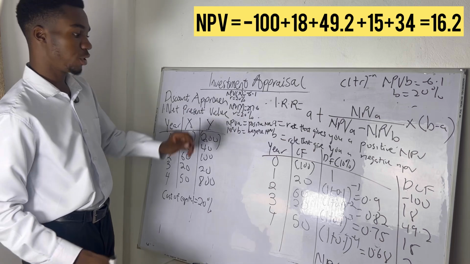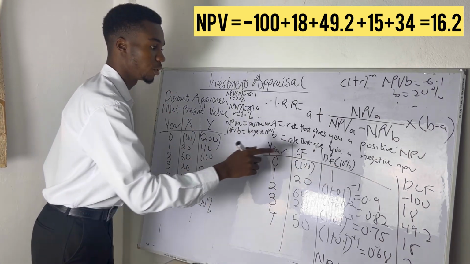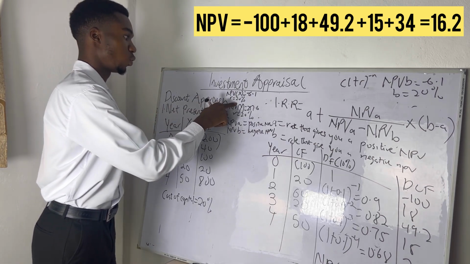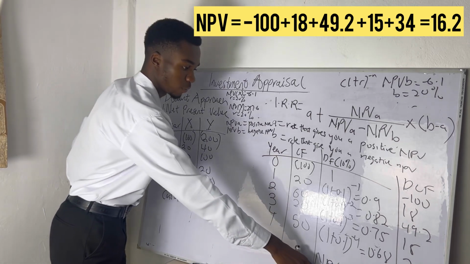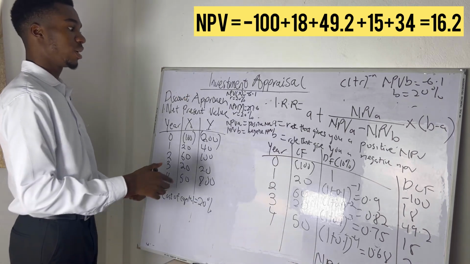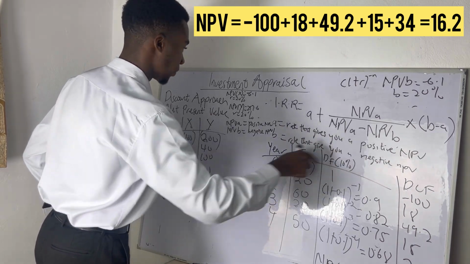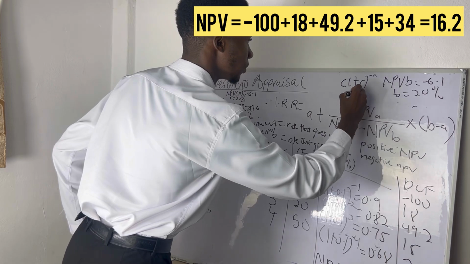16.2 when we use the rate of 10%. So what that means is that when we use the 20%, we got a negative. But when we use the lesser one, which is the 10%, we got a positive, which is 16.2. And what did I say? I said the rate that gives you a positive number is A.